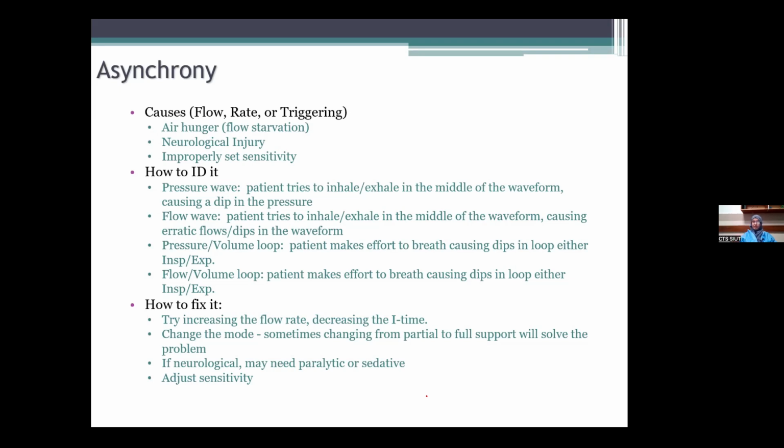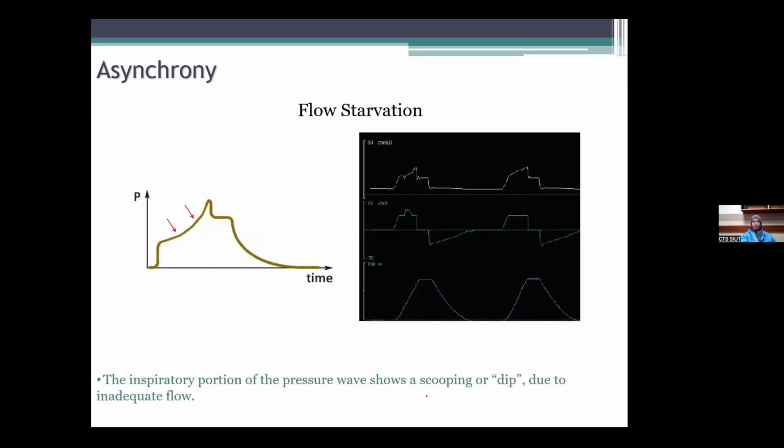And how do you go on fixing it? So you will basically want to increase the flow rate, decrease the inspiratory time for the patient, change the mode, sometimes changing from a controlled mode to a partially supported mode, and then a completely supported mode might help solve this problem. And sometimes your patient might need paralytics, but that is not usually the way to go around it. Or you might want to change the sensitivity for the patient.